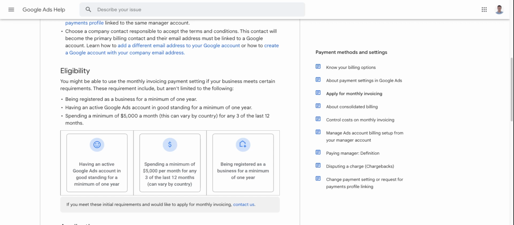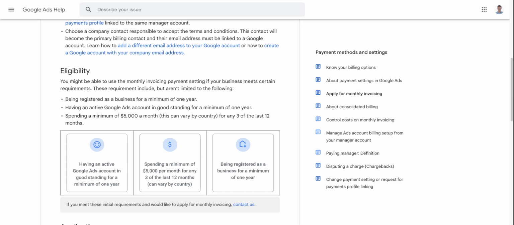You have to have been using your Google Ads account for at least a year and paying your credit card or debit card bills on time, so not having a situation where Google goes to bill you and there's not enough money in the account. And then you also need to be spending roughly a minimum of $5,000 a month for any three of the last 12 months. So if you're spending $500 a month, $1,000 a month on average on Google Ads, you're not spending enough. They're not going to let you go to monthly invoicing.